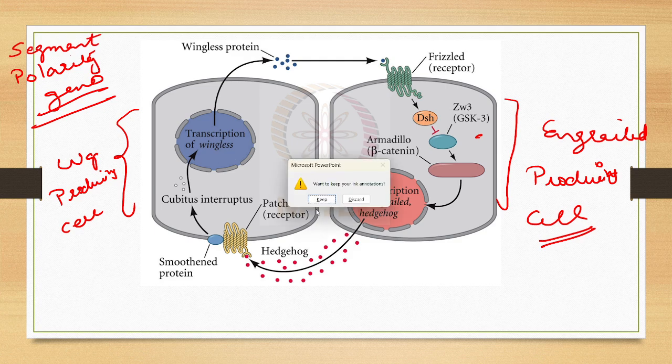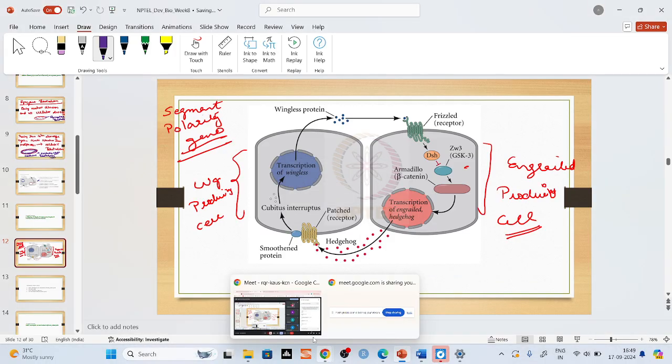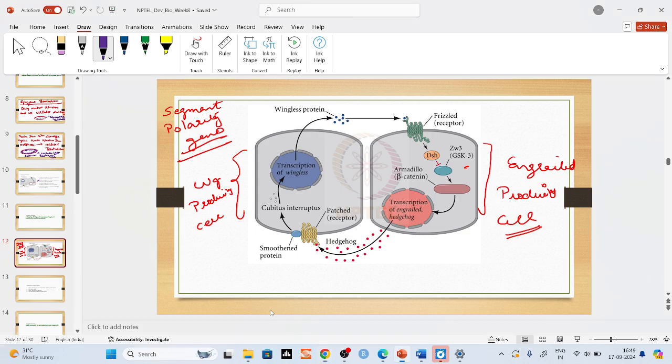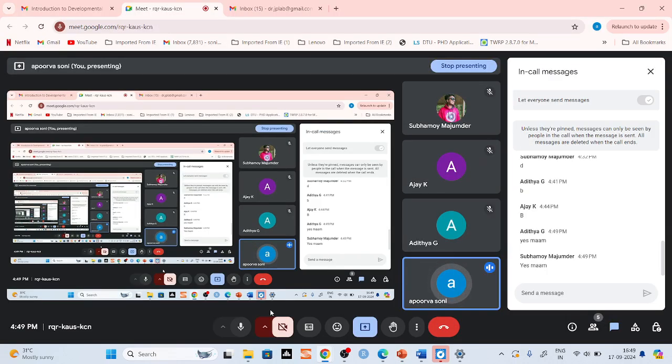Is it clear? Is it clear or not? Is this pathway clear to everybody? Yes or no? At least say something. No response? So either everyone is sleeping or they understood everything. Anyways, okay, so Aditya and Shubha have replied.